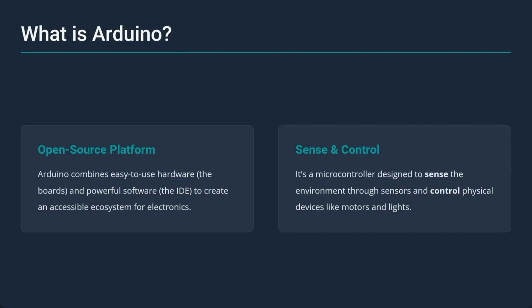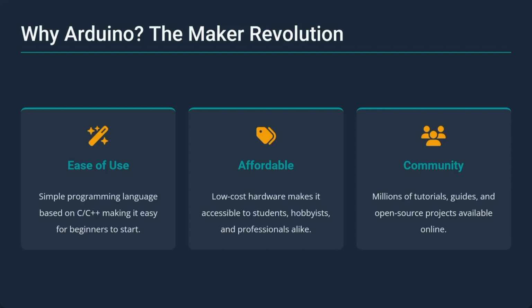Next, we will look at why Arduino is needed and why it is making such a revolution. First, it is easy to use. We can write the code in a simple programming language, C and C++. Also, we can get it at very low cost, so it is accessible to all students. They can buy it and make creative projects. And to understand it, there are many tutorials, guides, and open source projects available online.